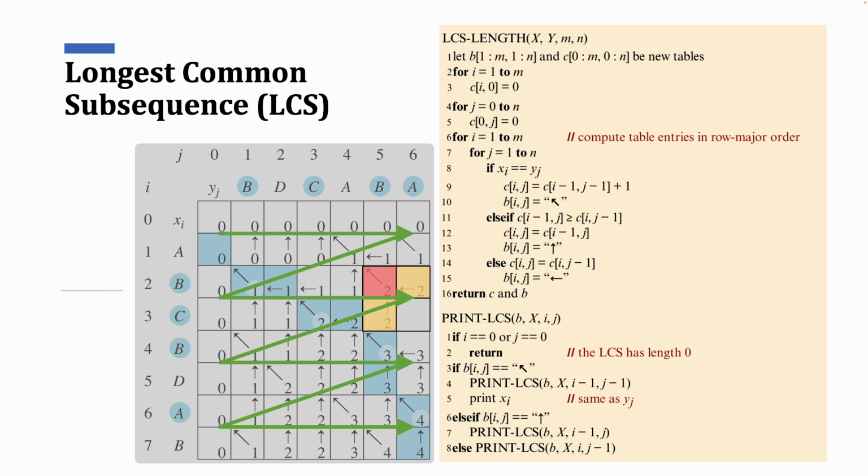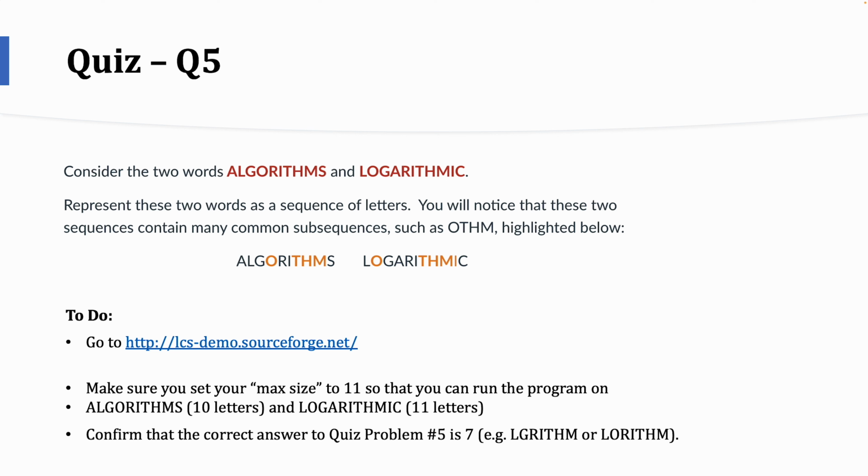Finally, what I have here for you is a super quick quiz. Consider the two words that I have here, algorithms and logarithmics. I want you to see a demo, a live online visual, so you can see how the algorithm we were just talking about, the bottom-up dynamic programming algorithm for longest common subsequence, actually works visually in order to find the LCS in this particular example.